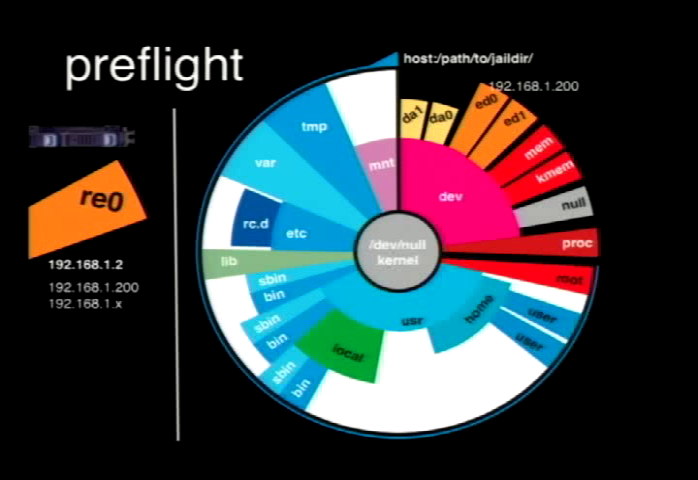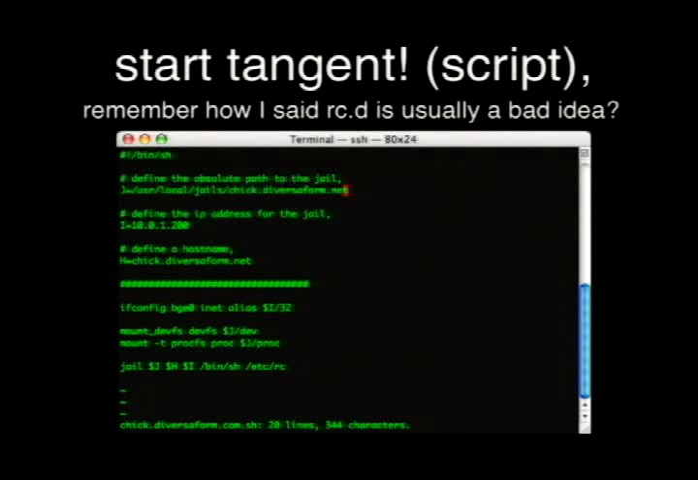So, start tangent. Here's a script about starting a jail. It's pretty easy to walk down the script to see how simple it is to start this thing. It's easy so you don't have to keep typing the path to your jail, just define it as a variable. Define the IP address, define the host name, and we make sure we've got our IP interface. We mount devfs and procfs, and we just make the jail call and run rc. All right, so the jail booting process starts after init and at rc.